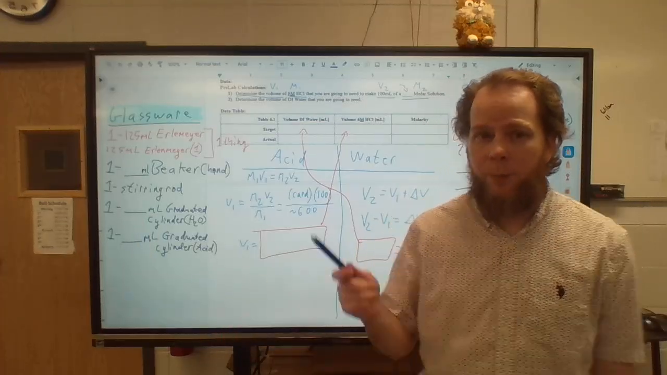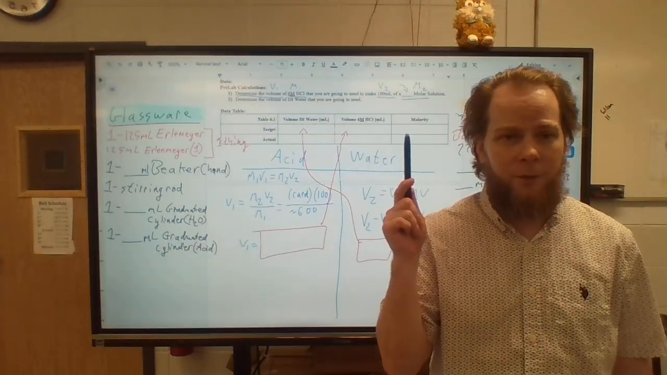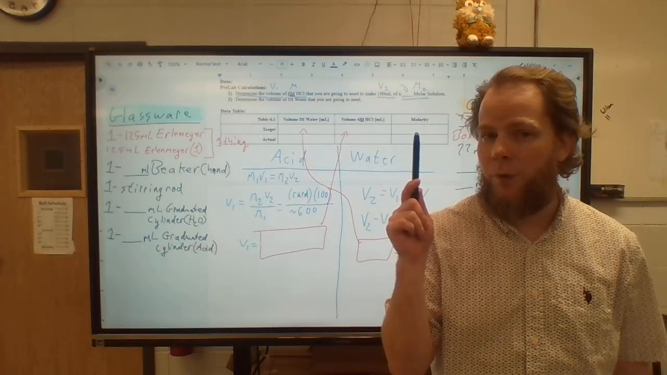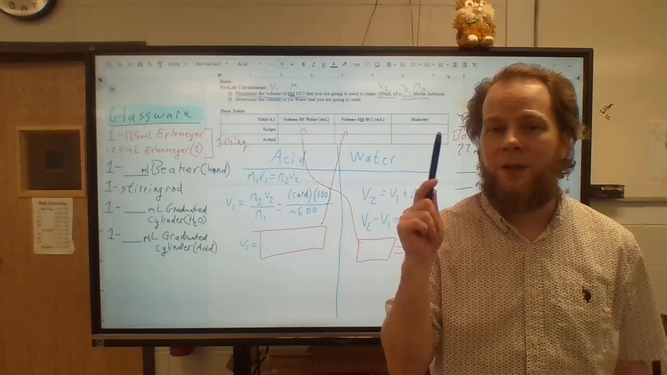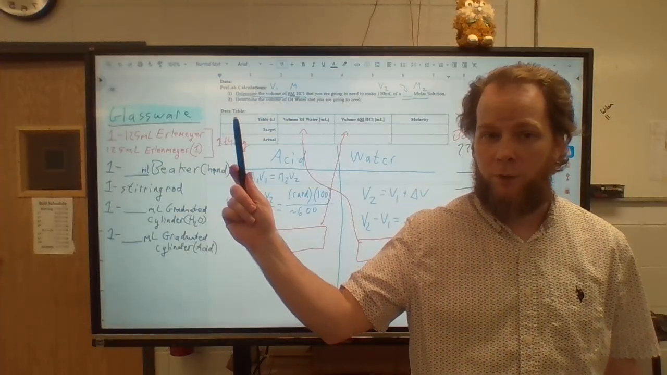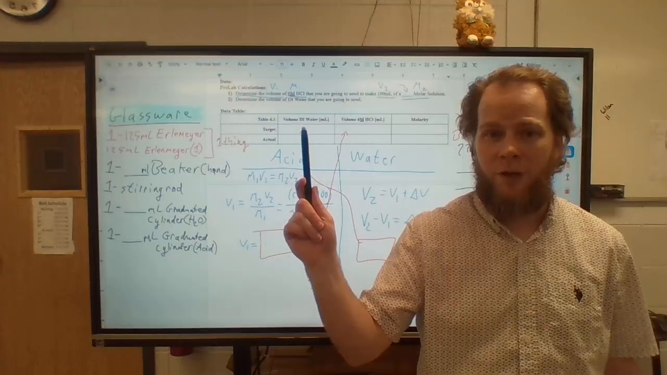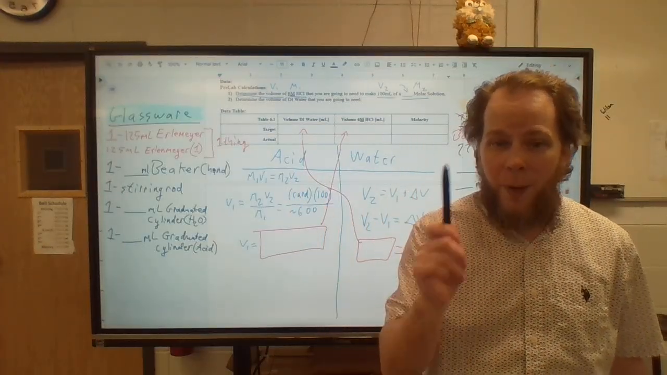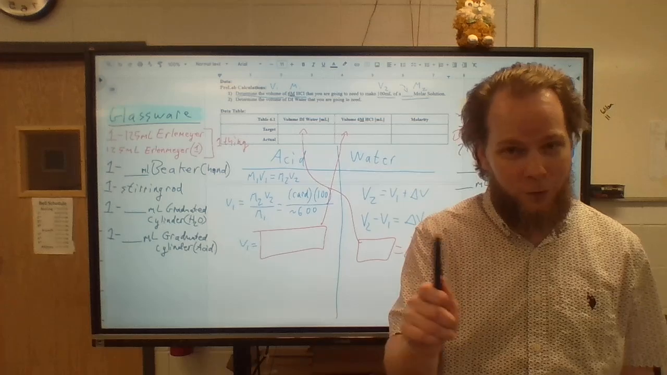The one last thing I want to mention is this blank right here, molarity target. That is the number from your card, and it should be in this data table on your experimental data. When you turn in your lab notebook, your introduction, these 3 numbers should be filled in already. So make sure that they are before you turn it in.